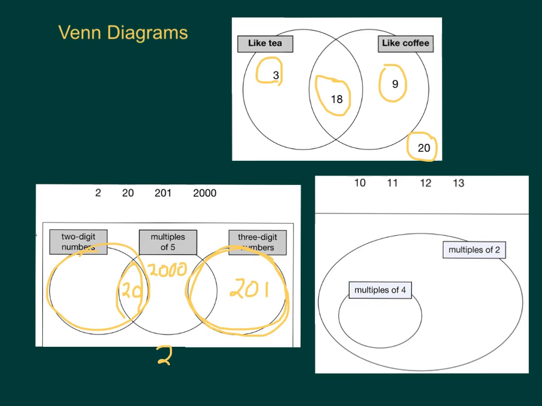Now, if we have a look at the one on the right, well, I'm going to look first for multiples of 4. There's only one there, and that's 12. And I'm just going to cross that off. Now, I also know that 11 isn't a multiple of 2, and neither is 13. So they can both go on the outside. Whereas 10 is a multiple of 2, but it's not a multiple of 4. So it's got to be in the outside oval, but not in the inside one. Now, notice that the 12 is actually in both circles. It is in the multiples of 2 circle, and it's also in the multiples of 4 circle.